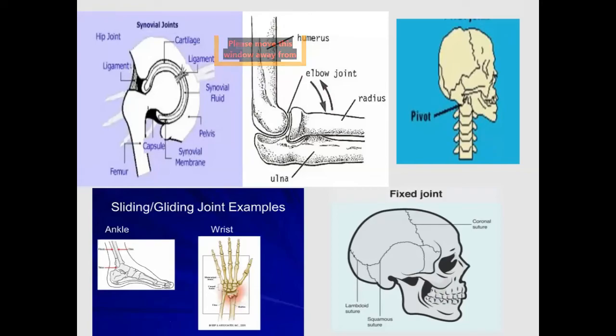Now again a diagrammatic presentation of the types of joint. Look at this, this is a hip joint. Here we are talking about the ligament. This is a ligament, this is a cartilage and synovial fluid. This is a synovial fluid. This is a pelvis and synovial membrane, capsule, and this is the femur. So I am repeating what a joint actually is: the place where two bones meet is called a joint.